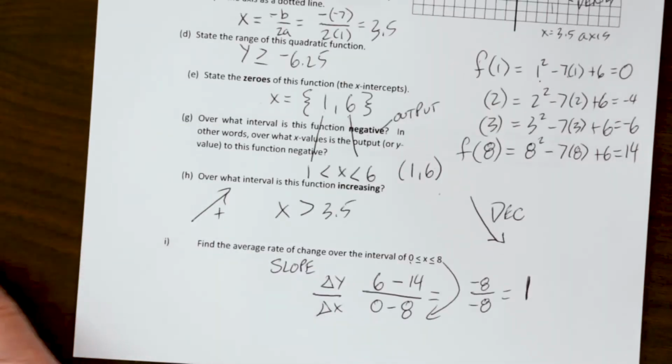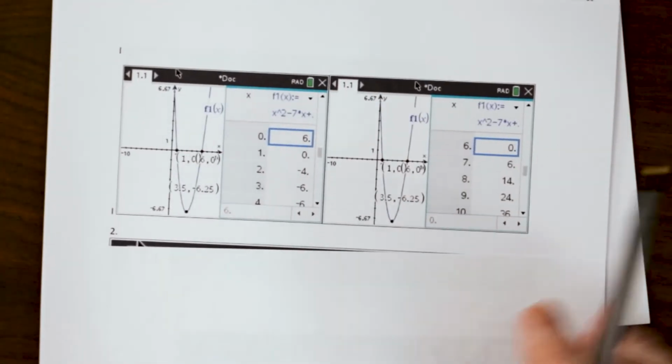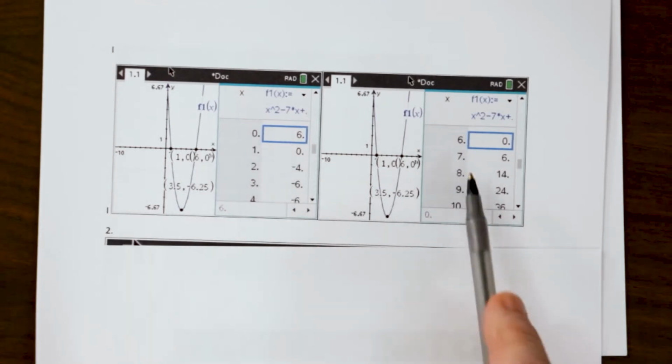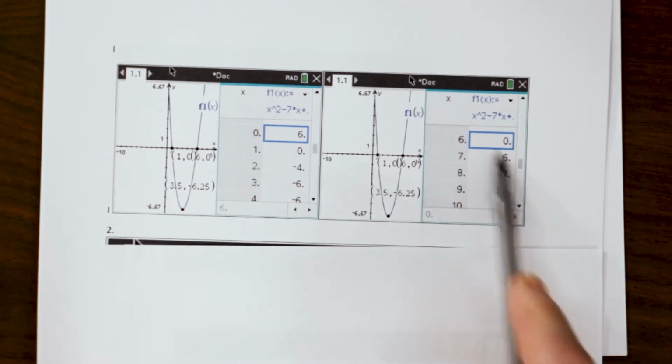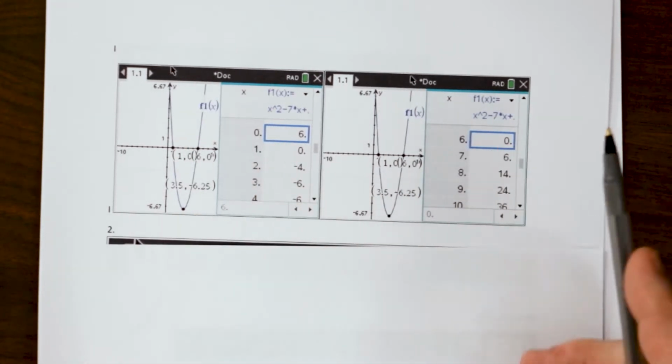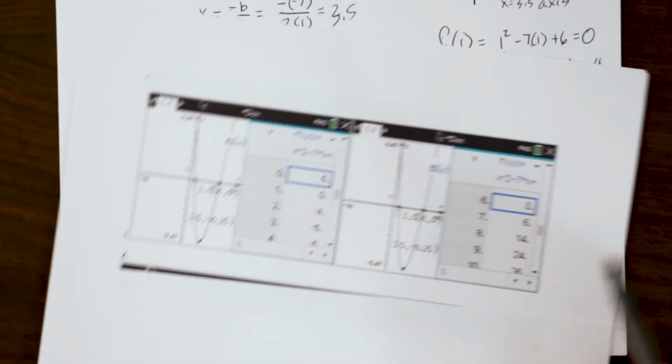I also put in, so you can see it, how to get that 14 once again. If you got the calculator in there, you just use your table. We have 0, 6, and we have 8, 14. And that's where we get our slope from for that last problem. So all this can be done with the calculator a lot more easily than what I just did it, but you should be able to get her done. Okay, so that's the first page.